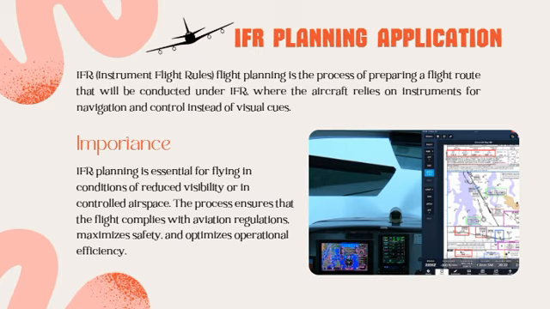IFR planning is essential for flying in conditions of reduced visibility or in controlled airspace. It carefully considers all the key factors needed to make a flight safe and efficient. For example, a properly planned IFR route prevents collisions by ensuring separation from other aircraft through the use of established airways and coordination with ATC. Also, planning identifies suitable alternate airports and calculates fuel reserves, ensuring that the flight can divert safely in case of emergencies like engine failures or unexpected weather conditions.